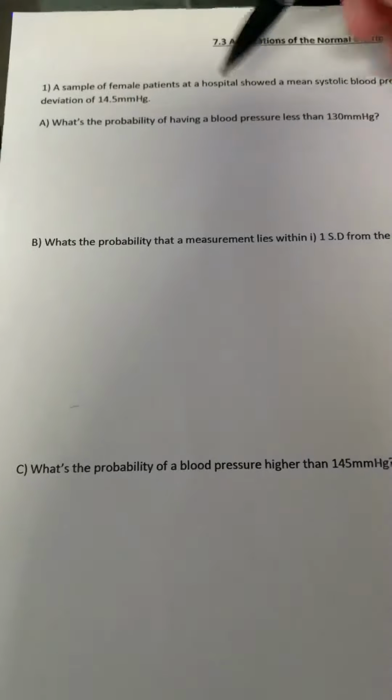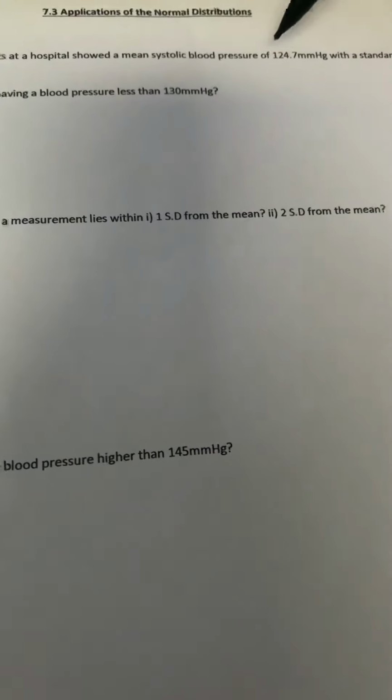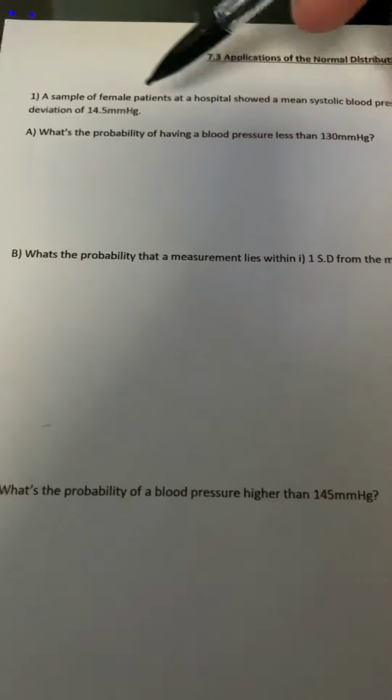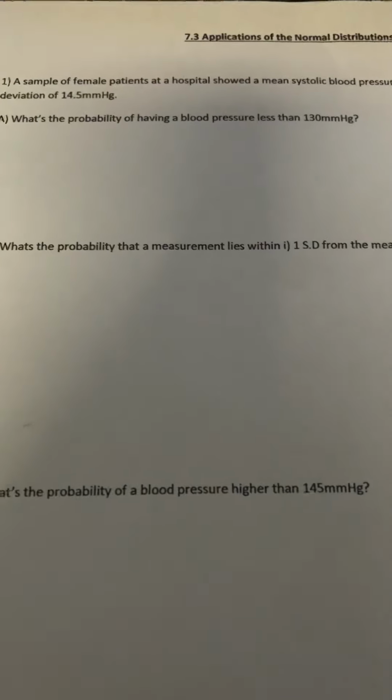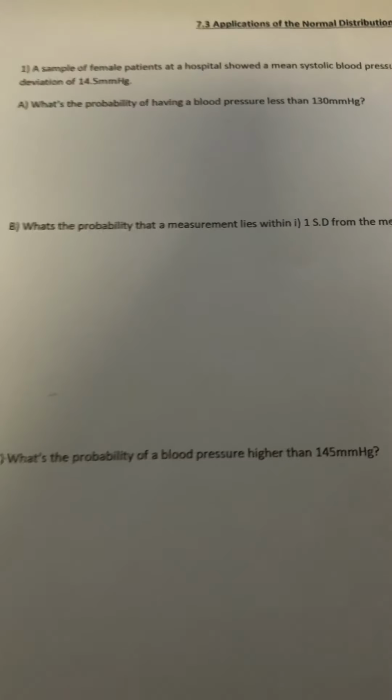All right, number 1. A sample of female patients at a hospital show a mean systolic blood pressure of 124.7 millimeters of mercury with a standard deviation of 14.5. Okay, so A, what is the probability of having blood pressure less than 130?